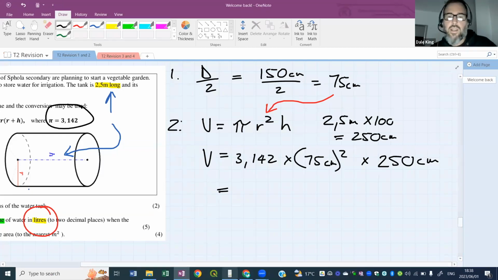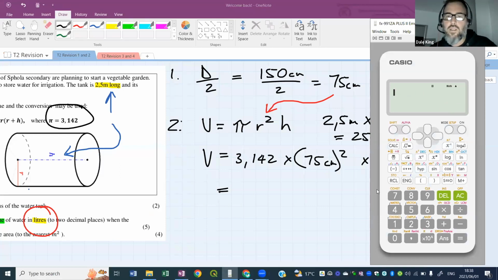Now on the calculator, what does this look like? On the calculator, we're going to have 3.142 times, and I'm going to use brackets. I like using brackets, nothing wrong with that. You can't shout at me for using brackets. Times, and I need to times by 250 if I remember.